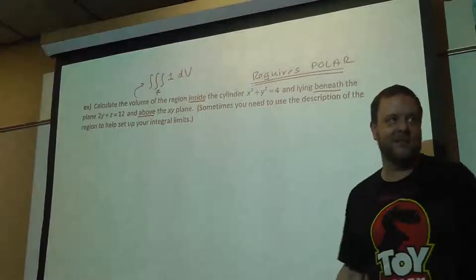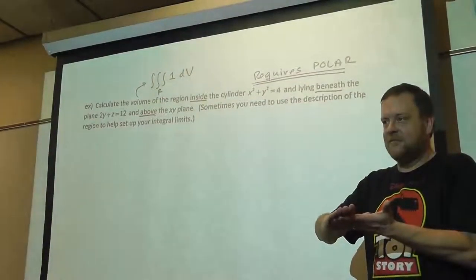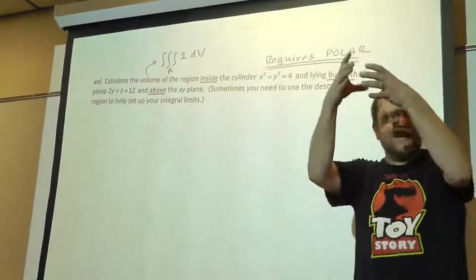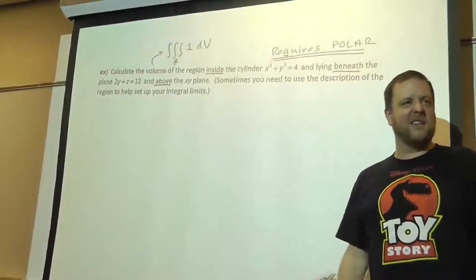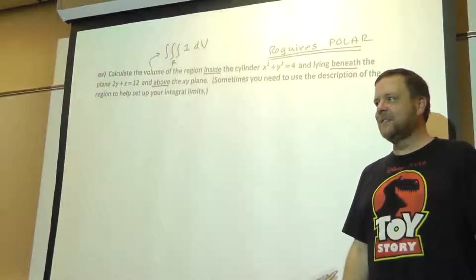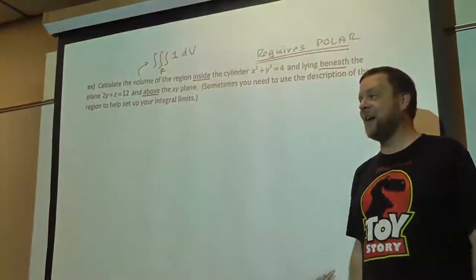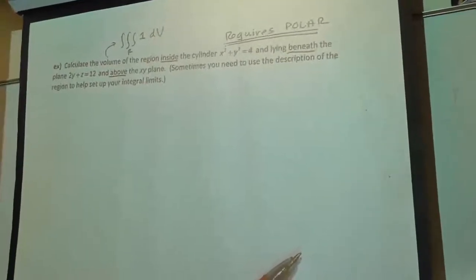Above the xy plane, so what's beneath this? So it's above the xy plane, inside the cylinder, beneath this plane on top. What does it look like? Like a cutoff cylinder, yeah. A cylinder with a slanted cutoff on the top. Okay? So it looks something roughly like this.